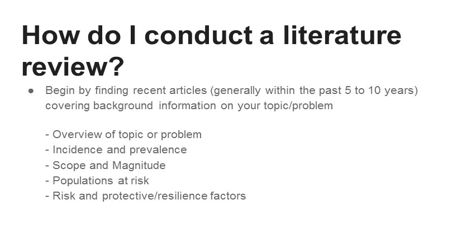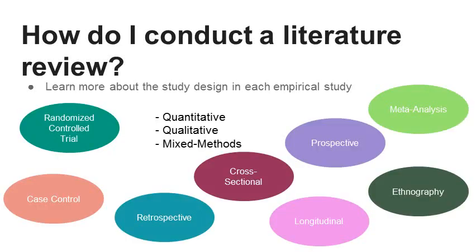So when exploring literature on your topic, you will likely find studies that fall into quantitative, qualitative, and mixed method research designs. Examples of quantitative research designs are randomized control trials, case control studies, retrospective and prospective ones, as well as cross-sectional and longitudinal ones. Examples of qualitative studies could be a meta-analysis or ethnography. And mixed method research designs incorporate both quantitative and qualitative methods.